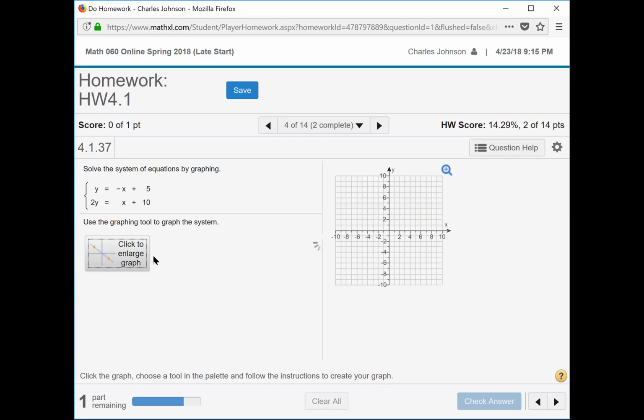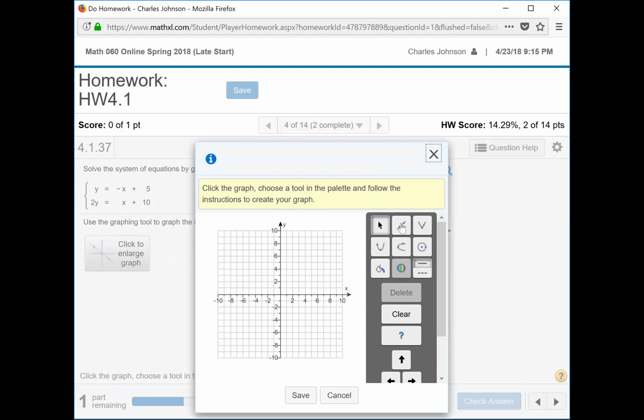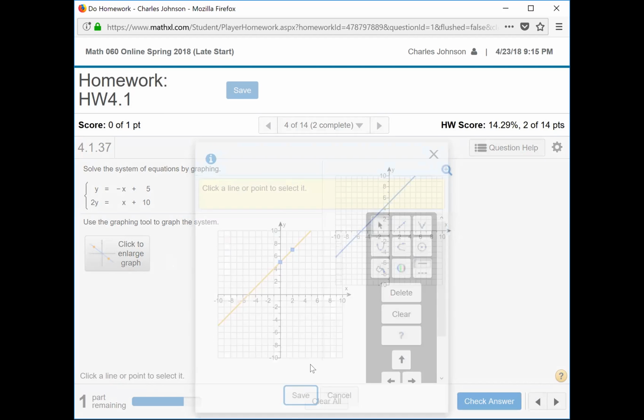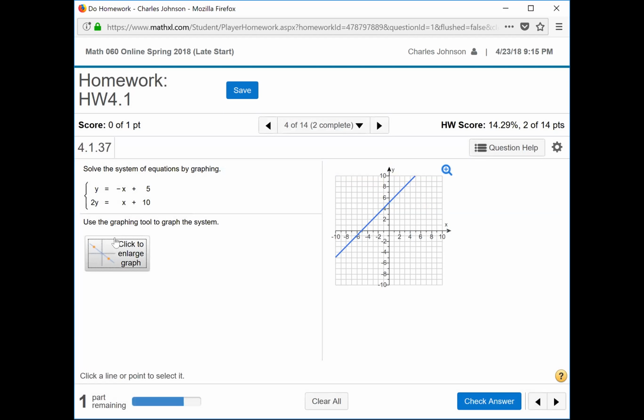Okay, so the first one's y equals negative x plus 5. That one's in slope-intercept form. Its slope is negative 1 and y-intercept 5. So we put a point at 5, and then we just go over 1, down 1. And that's that line. But this one's not too bad, because if we divide by 2, that's a slope of 1/2. And then 10 divided by 2 is 5.